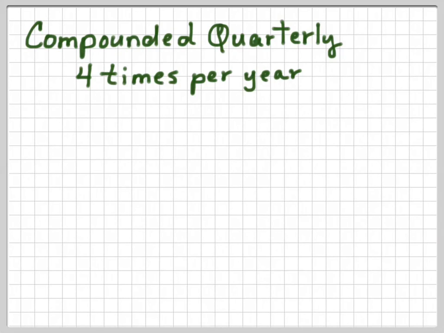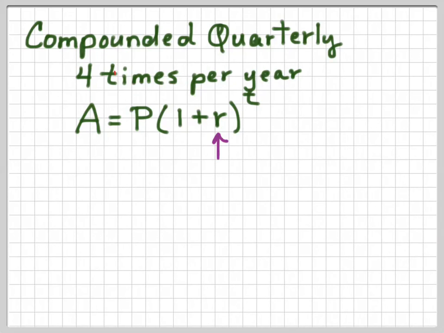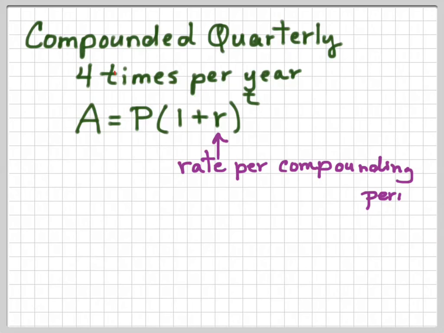But things get compounded more than just annually. And the more times you compound, the more money you make, because your interest is making money for you as you go through the year. So let's talk about compounding quarterly, which means 4 times per year. So we have our equation, A equals P times 1 plus R raised to the T power. Now we have to take into consideration that we're compounding more than once a year. And if we compound more than once a year, then our annual interest rate is still going to be there, but we're going to have to divide it, because you're not going to get that rate 4 times a year. You're going to get 1/4 of that rate 4 times a year.